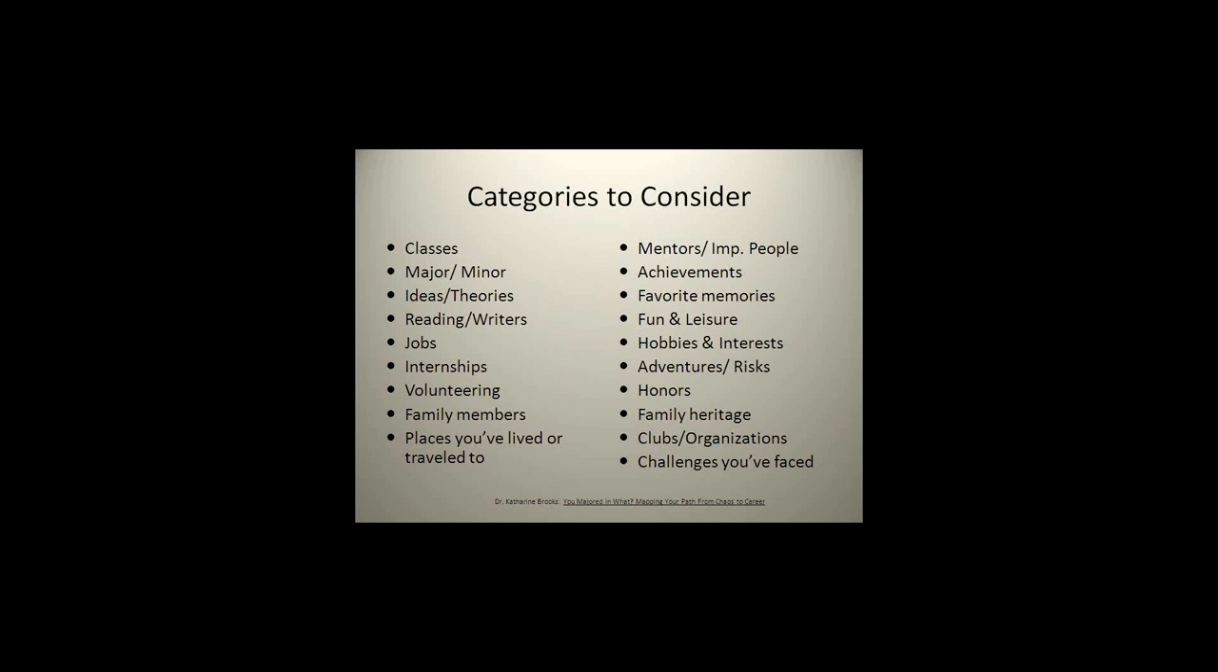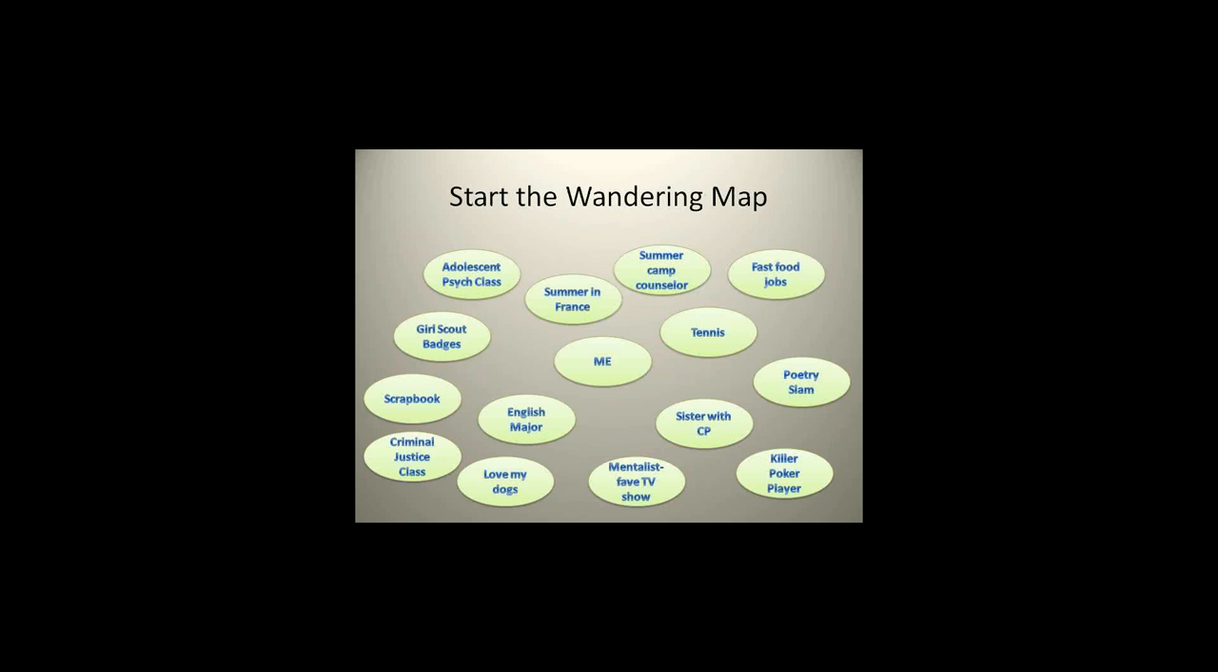And so what they do is they create, now this is obviously done on a computer, and most of the time I have them do it by hand. But this is basically what one might start to look like. So they've got themselves in the center, and they've put things like, I was an English major, and I love my dogs, and The Mentalist is my favorite TV show, and I've got a sister who has cerebral palsy, and I like to play tennis, and I've been working at fast food jobs, and I like to do scrapbooks, and I took a criminal justice class that I really liked, and I'm this killer poker player.